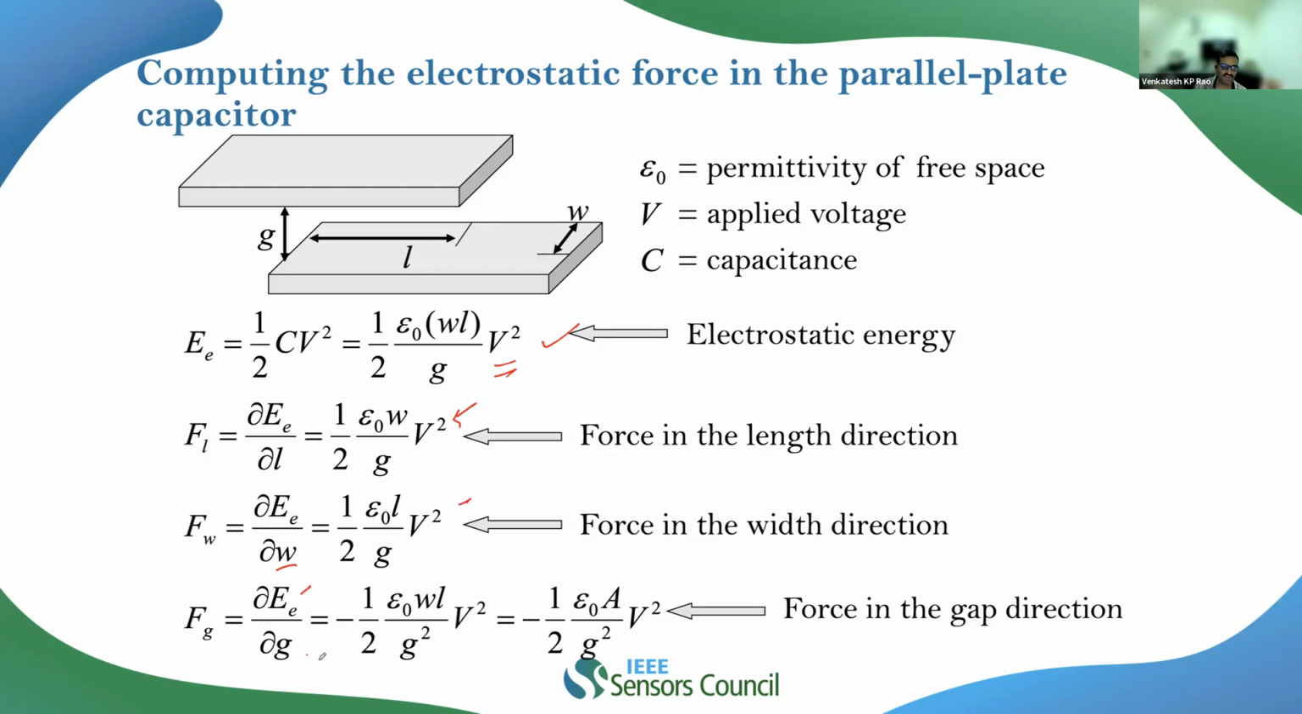Similarly, if you take dou E divided by dou G, then you will get the force along the gap direction, which comes out to be half of A epsilon naught by G square times V square. Note that if I plot the electrostatic force against the gap G, I basically get a curve like this. When the gap is very, very small, the electrostatic force is huge for a given voltage, right?